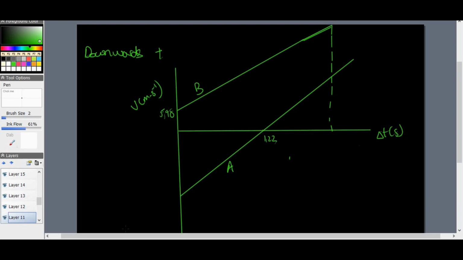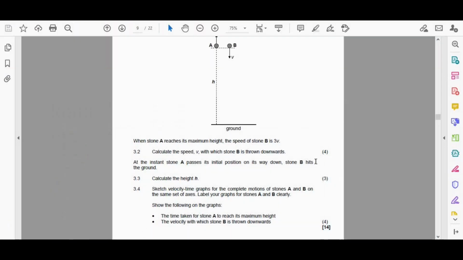And that's the end of that question. As you can see, it was quite a nice question for 14 marks, so about 14 minutes to complete the question.